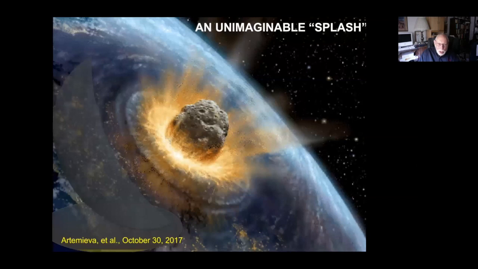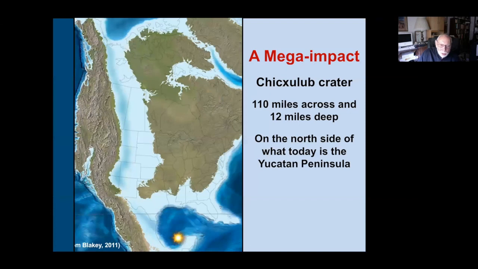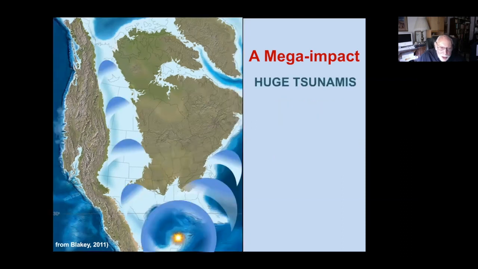This rock, this asteroid, would have impacted the Earth with an unimaginable splash or explosion. And where it came down was on the north side of what today is the Yucatan Peninsula in Mexico. And it left a crater that was 110 miles across and 12 miles deep. And that would have created giant waves that emanated out.